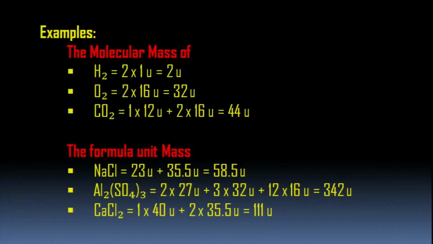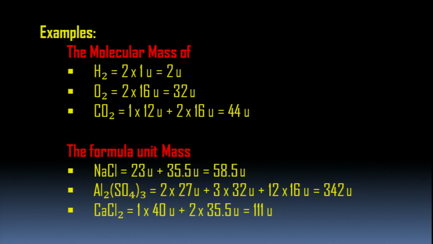molecular mass of H2, hydrogen gas. H2 means atomicity is 2. Atomic mass of one atom of hydrogen is 1 unified mass or 1 u. Here 2 atoms of hydrogen are there. So 2 into 1 u is equal to 2 u. What about oxygen? One atom of oxygen, atomic mass is 16 u. Here we have 2 atoms of oxygen.